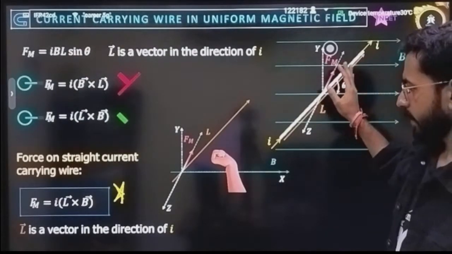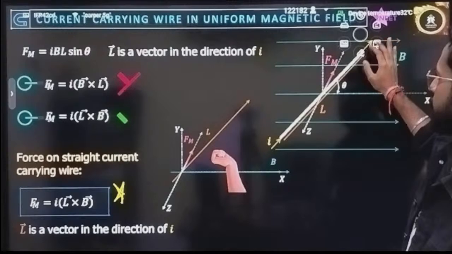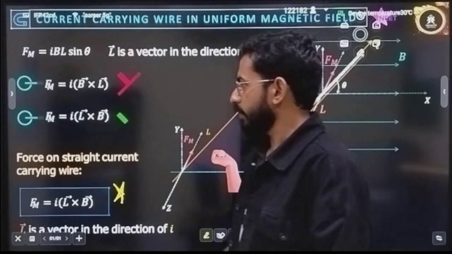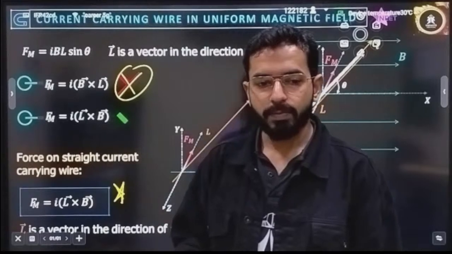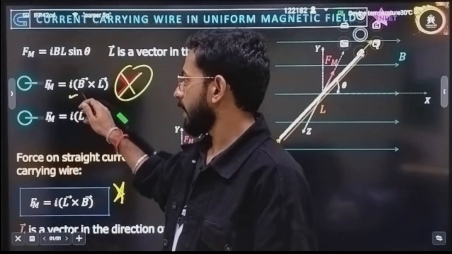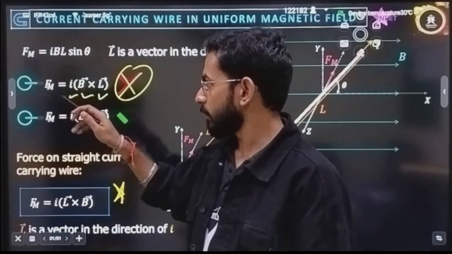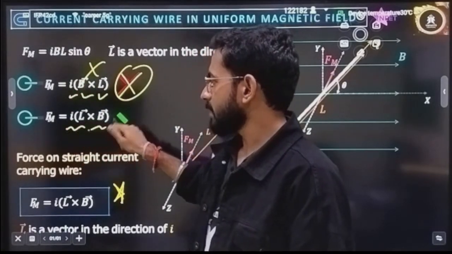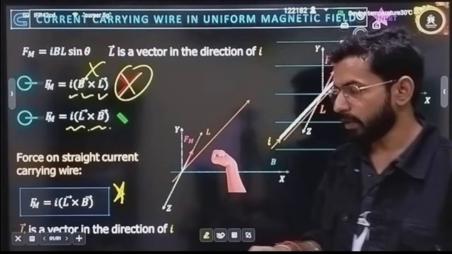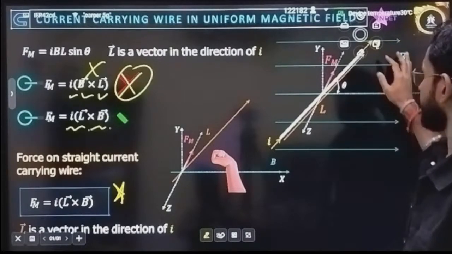Now please remember this, don't get confused here. I have told you already, if you have written it like this, it is also the same I, B, L, but the way you have written it is going to give you a wrong answer. What is the correct way to write? It is I into L cross B. I into L cross B. That is the correct way.